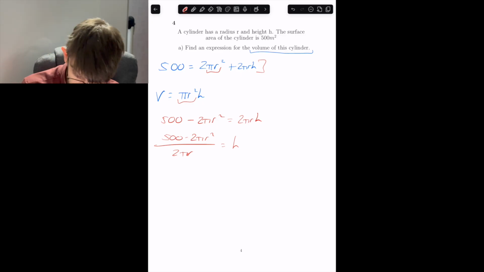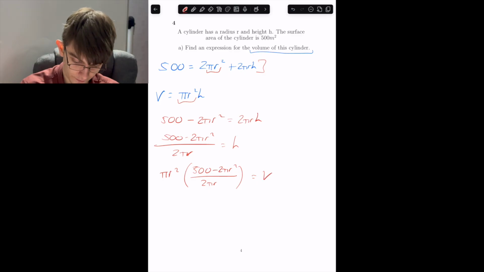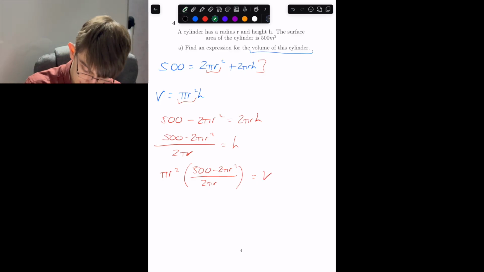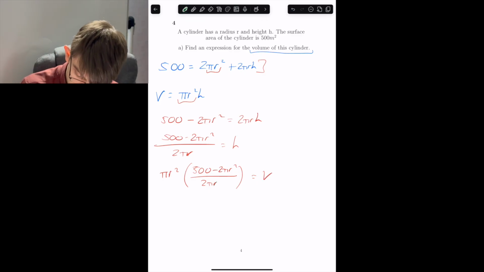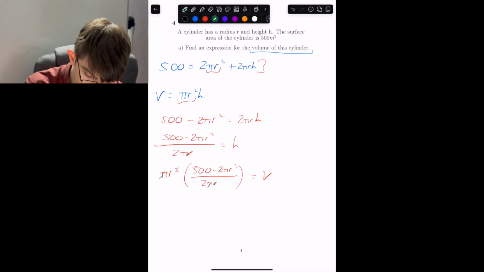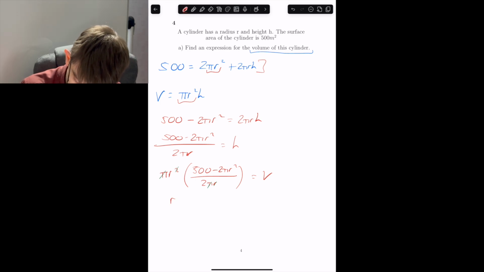Now my volume is equal to pi r squared times h. So if I multiply this entire thing by my pi r squared, I should get my volume. Now let's see, are there any cancellations I can do here? Well, that r can cancel with one of those, that pi can cancel with one of those, and I can definitely divide that by 2. So in fact, it cancels down quite nicely.